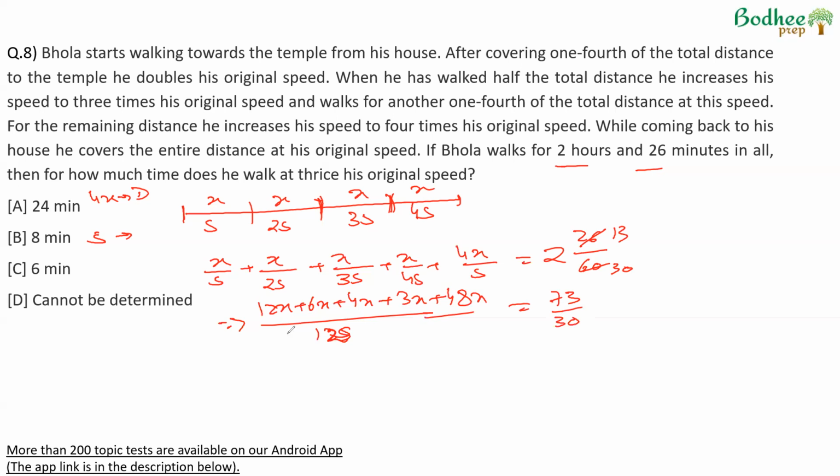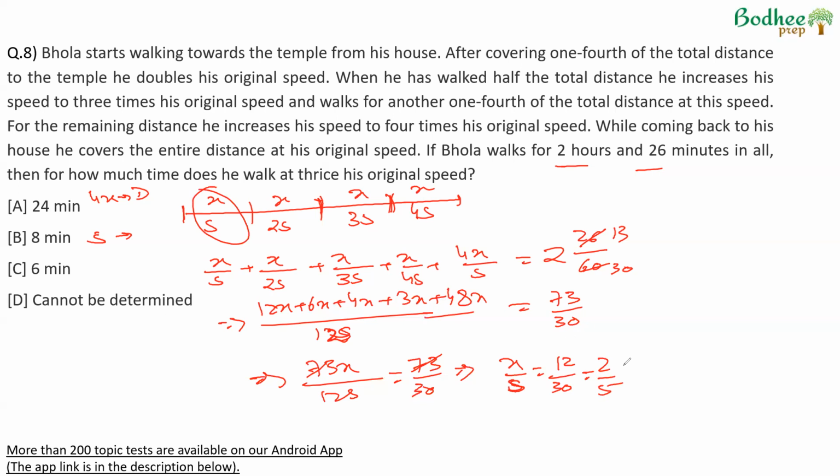12 and 10, 22, 25. This means 73x upon 12s is equal to 73 by 30. 73 cancels. This means x by s is equal to 12 by 30 divided by 2, which is 6 by 15 divided by 6. Total is 2 by 5. X by s is this term, which is distance upon speed. So this is in hours. X by s is 2 by 5 hours.